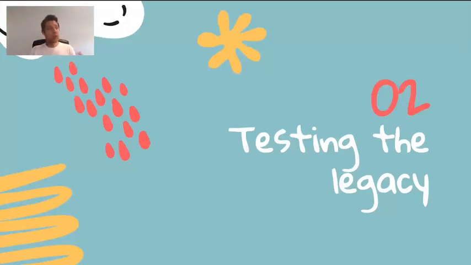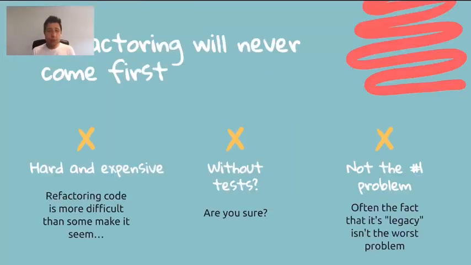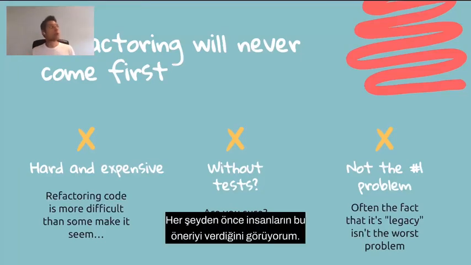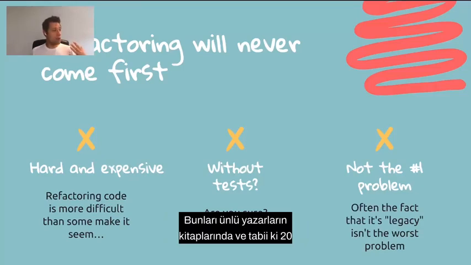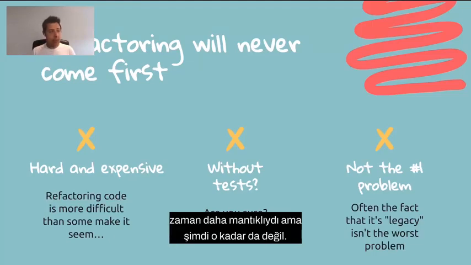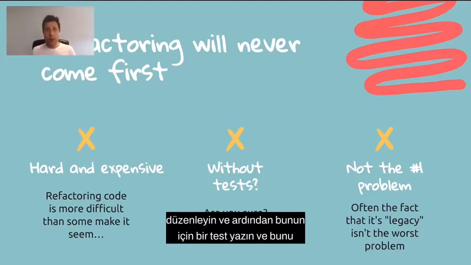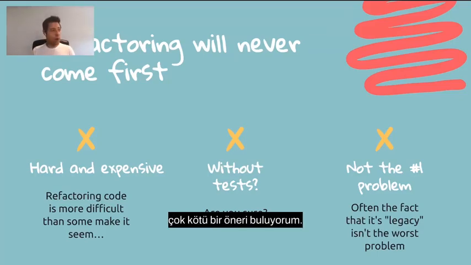Now, testing the legacy. If you're working at a successful company, it is likely you have legacy to handle. How do you do this? First of all, I see people giving this suggestion. I've seen it in books from famous authors, and of course, in books written 20 years ago, maybe that suggestion made more sense then, but now not so much. The suggestion is, if it's impossible to test, just refactor the code and then write a test for it. And I find this a very bad suggestion.